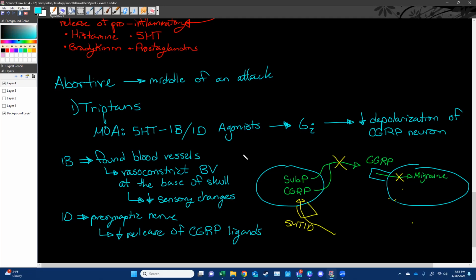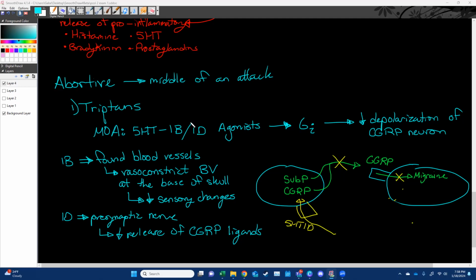So 1B is focusing on the sensory changes that go on, whereas 1D is trying to prevent the migraine from continuing. Any questions about this explanation so far? Great.